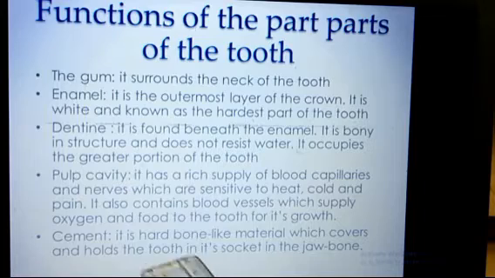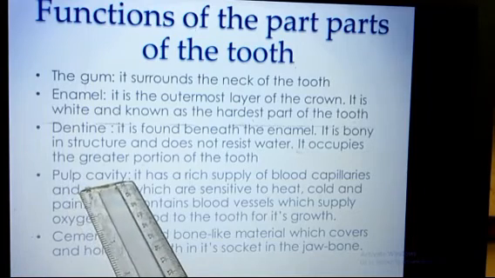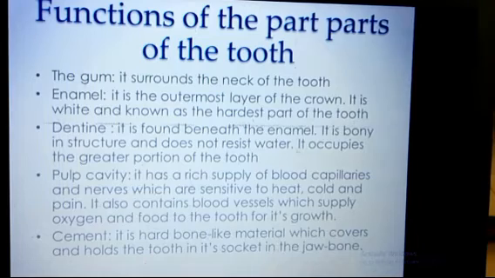The pulp cavity has a rich supply of blood capillaries and nerves which are sensitive to heat, cold, and pain. It also contains blood vessels which supply oxygen and food to the tooth for its growth. Cement is a hard bone-like material which covers and holds the tooth in its socket in the jaw bone.